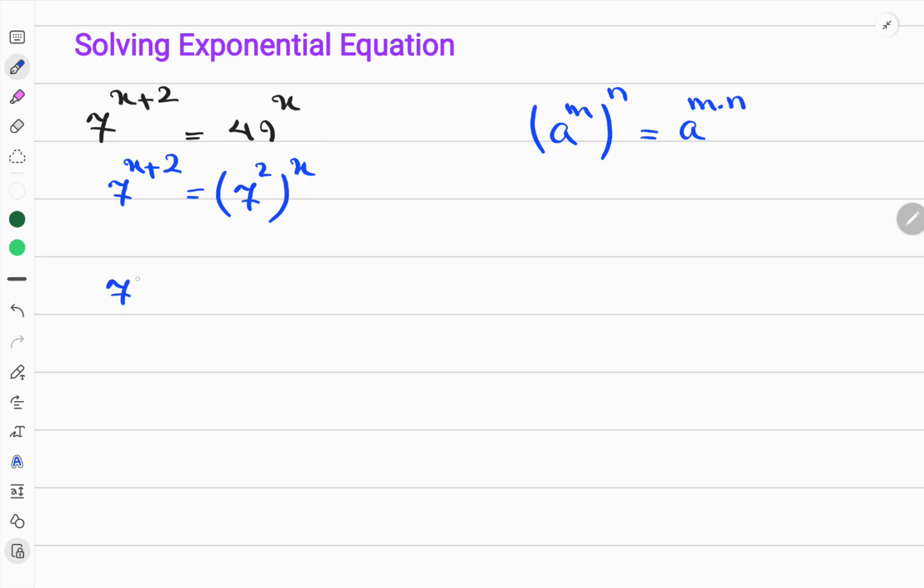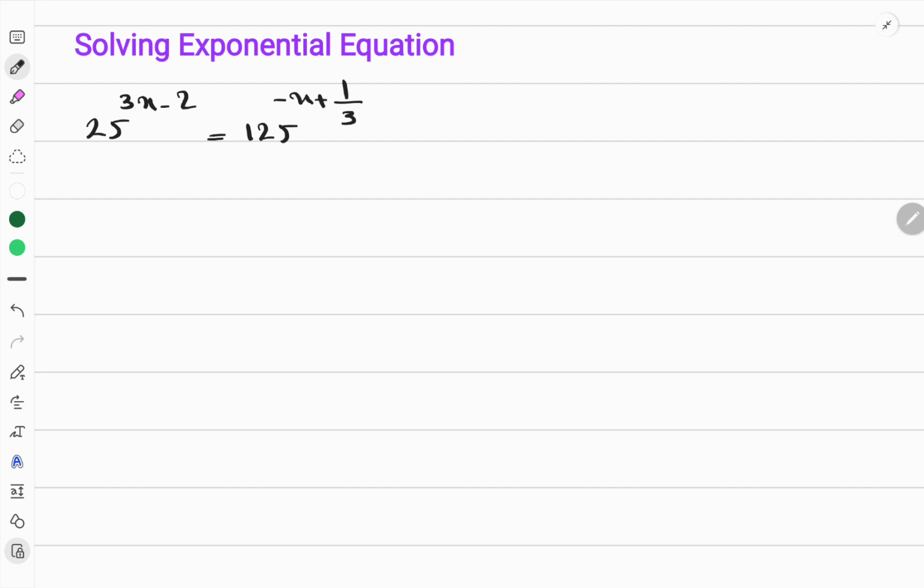So we have 7 to the power of x plus 2 equals 7 to the power of 2x. So we know that the bases are the same, so we can equate the exponents, which are x plus 2 equals 2x. Subtract x from both sides, so x would be 2. So far so good. Let's jump into the third question.